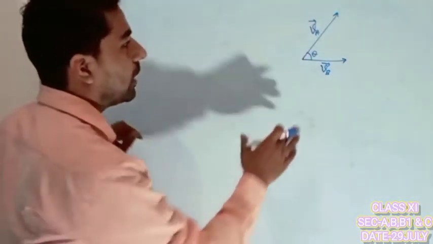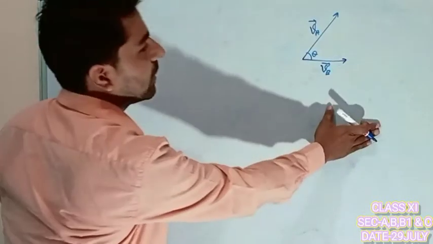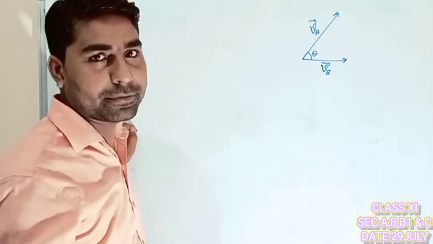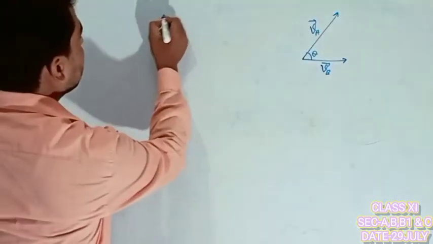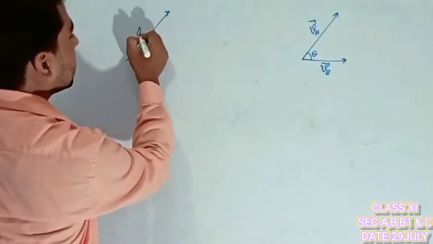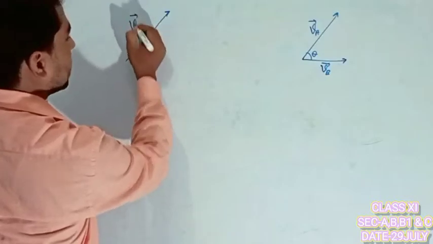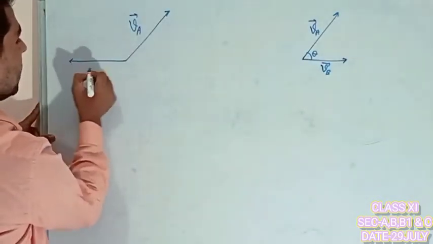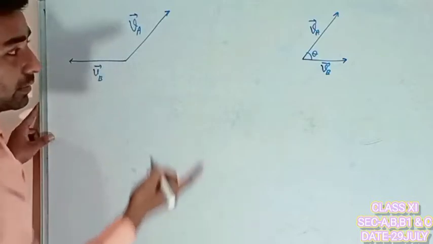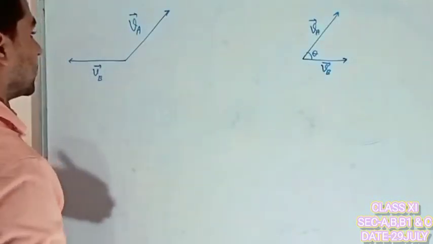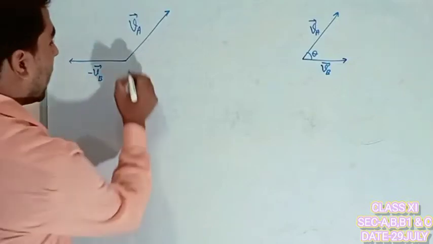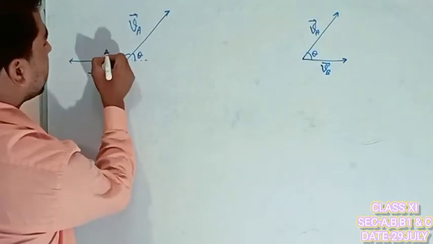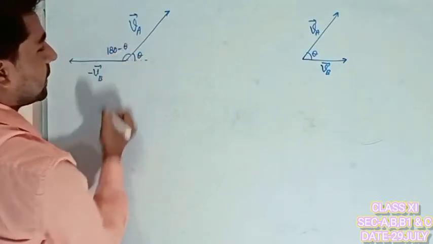The book says, if instead of taking the VB in this direction, we draw this vector in the opposite direction, opposite direction means the vector will be negative. That's what I'm going to do. See here, the book says vector VA remains as it is. But instead of drawing the VB vector in this direction, let's draw it in this direction. In this direction VB is positive, so in the opposite direction VB will be negative. And this was the angle theta, if you see. So what will be this angle? This angle will be 180 minus theta.